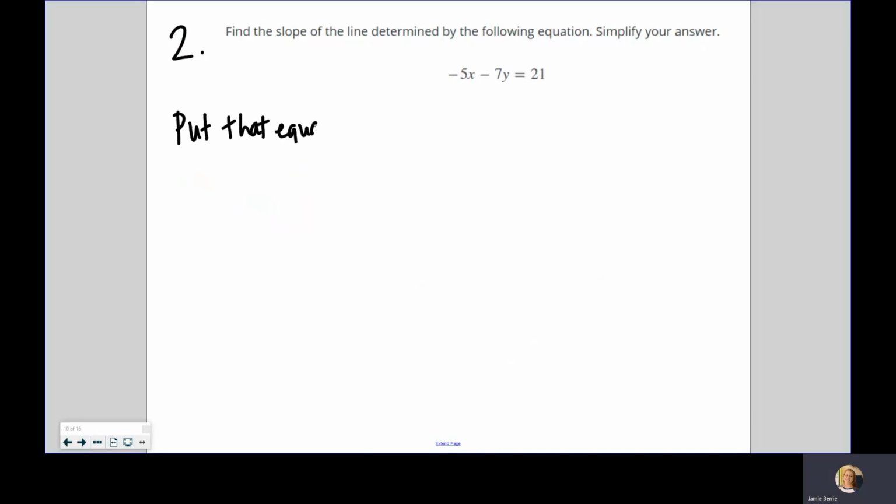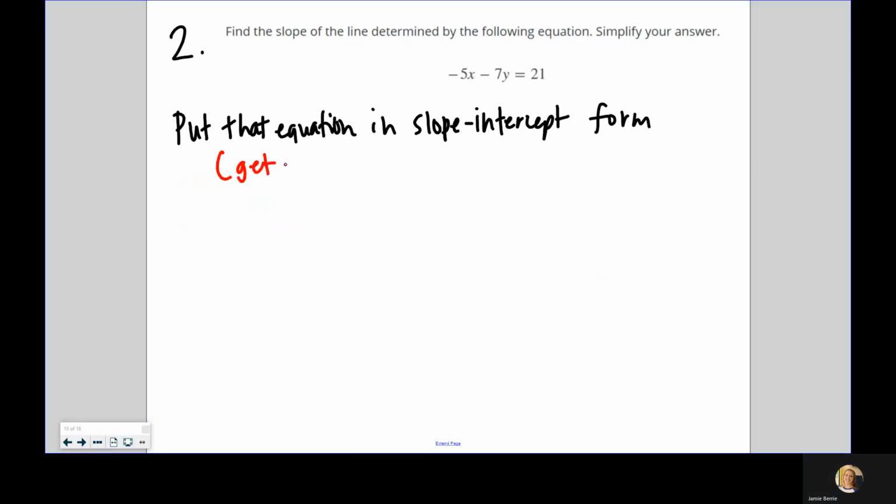The easiest way, in my opinion, to find the slope of an equation is to put that equation in slope-intercept form. This is just a fancy way of saying get y by itself. Remember, slope-intercept form was y equals mx plus b. So we want y to be by itself.